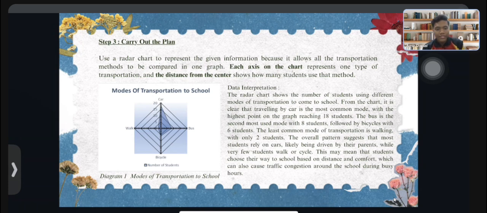The overall pattern suggests that most students rely on cars, likely being driven by their parents, while very few students walk or cycle. This may mean that students choose their way to school based on distance and comfort, which can also cause traffic congestion around the school during busy hours.